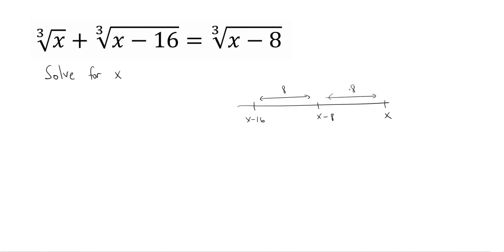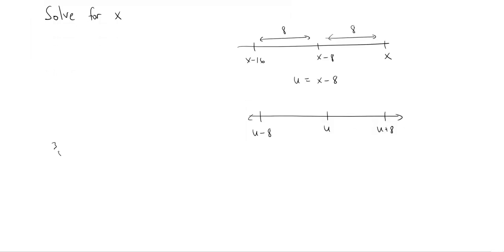So this actually suggests we could do a substitution to center everything around x minus 8 rather than using the x here. So if we make the substitution u equals x minus 8, we do this number line again, then the middle term becomes u, and then x is 8 more than u, so this is u plus 8, and x minus 16 is 8 less than u, so this will be u minus 8.